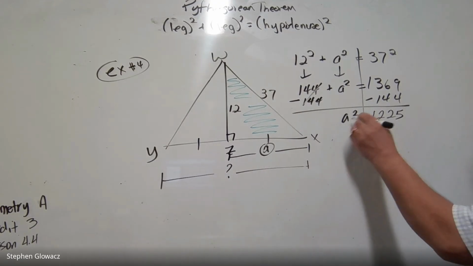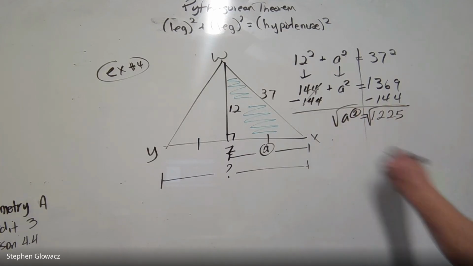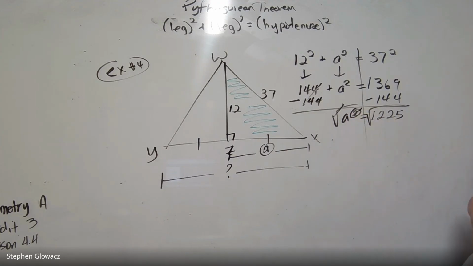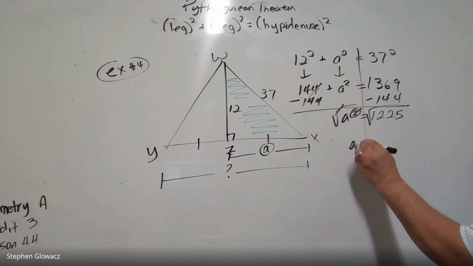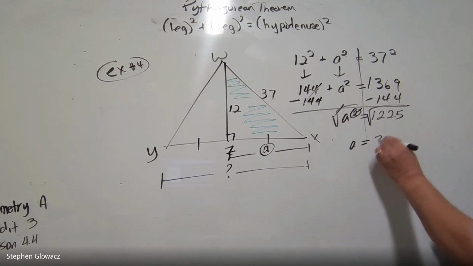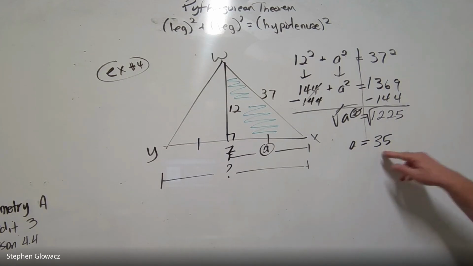And then our final step here, we need to get rid of the exponent. So we take the square root of both sides. The square root and the exponent of 2, squaring, cancel out. And then the square root of 1,225 is 35. Excuse me. So A is 35.